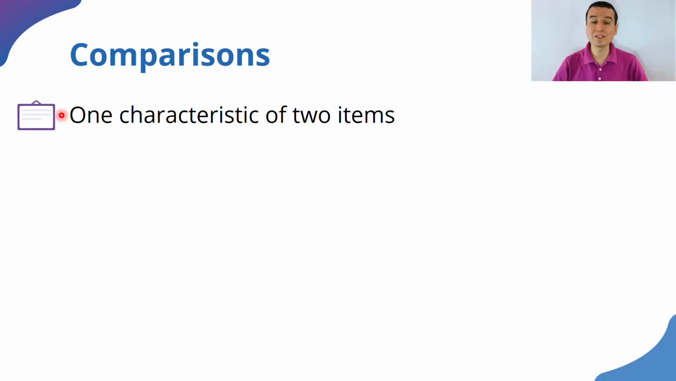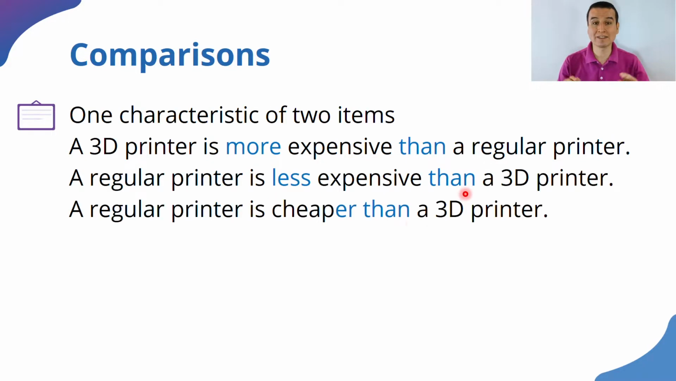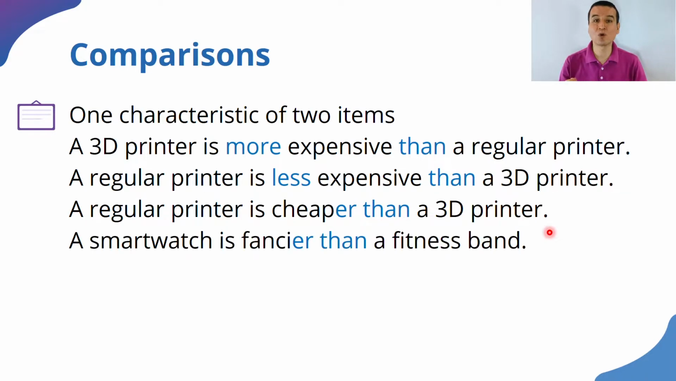Comparisons are the ones that we make when we think of one characteristic and we use that to compare two things, two items. So we need to express if one is more or has more of that characteristic than the other, it has less of that characteristic, or if they are equal, it means that they have the same amount or the same degree of that characteristic. All right, let me give you some examples of how we express that in English.